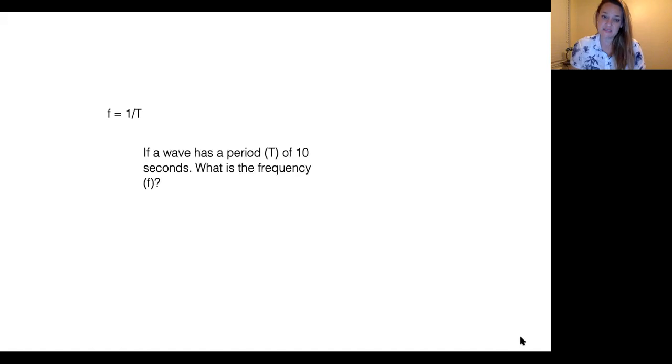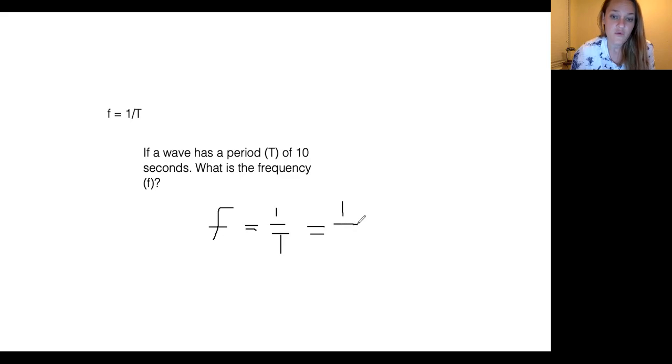Let's practice one of these equations. So looking at the example, if a wave has a period t of 10 seconds, what is the frequency? Start off by drawing our equation. f is equal to 1 over t. And then we go and plug in our values. 1 over, and the period is 10 seconds.